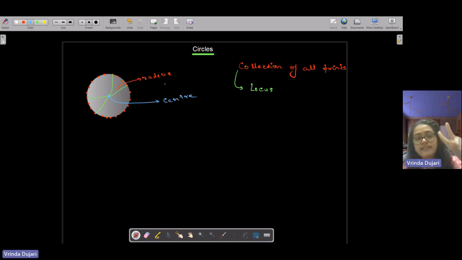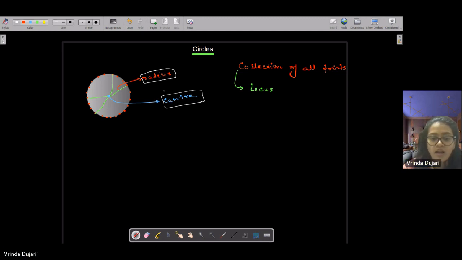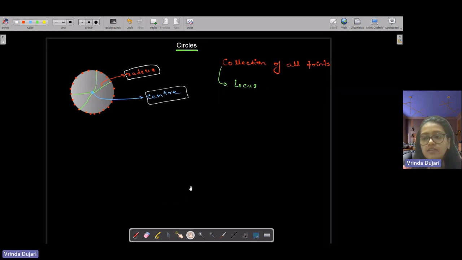Right? So if you know the radius of the circle, and if you know the center of the circle, then the circle becomes fixed. These two things are the only things that define a circle.